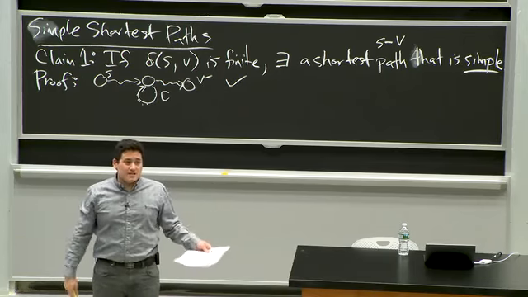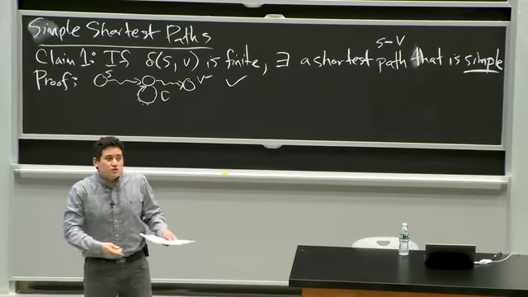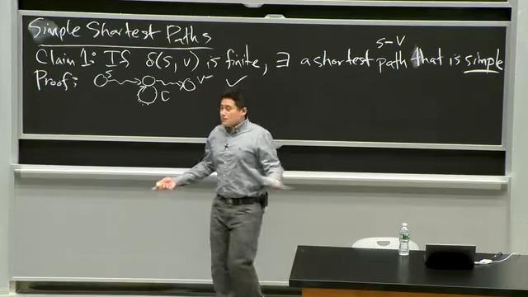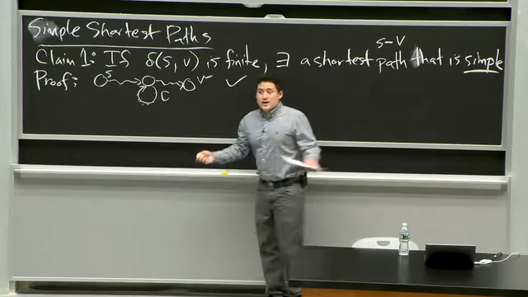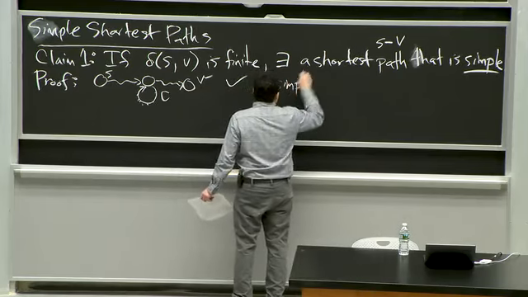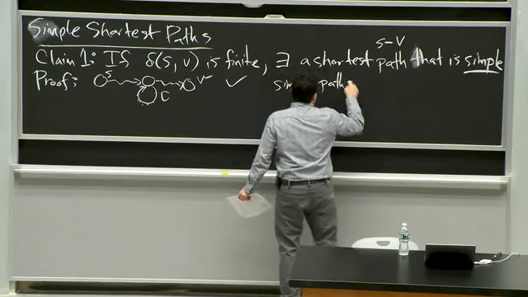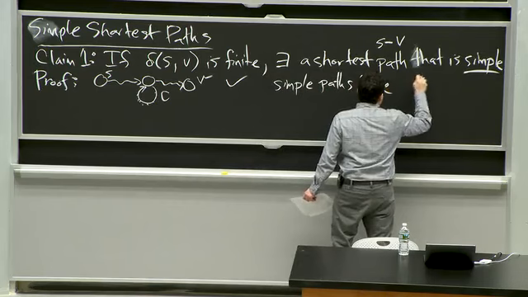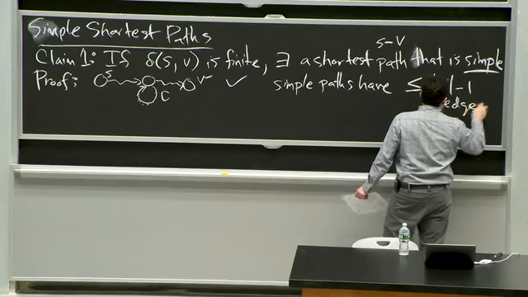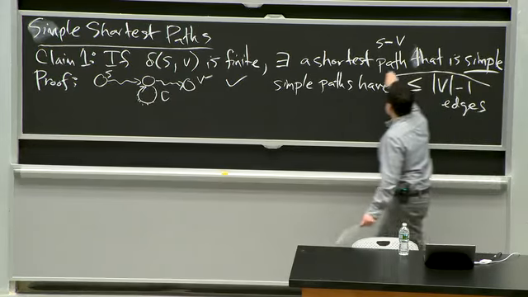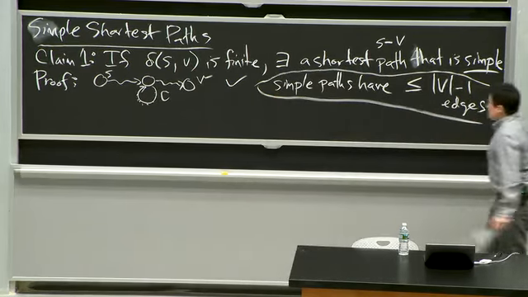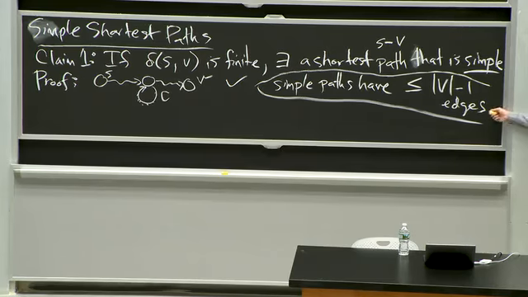If I can't repeat vertices, I can have at most V vertices on my simple path, which means I can use at most V minus 1 edges. Fence posting, right? So simple paths have at most V minus 1 edges. That's a nice little thing I'd like to box off. That's a really nice property, right?